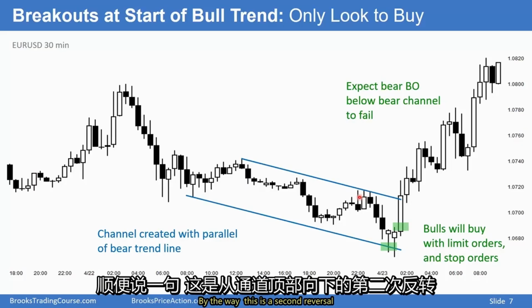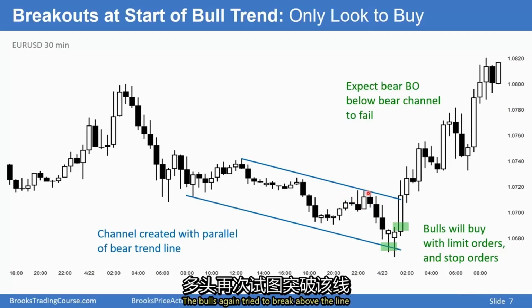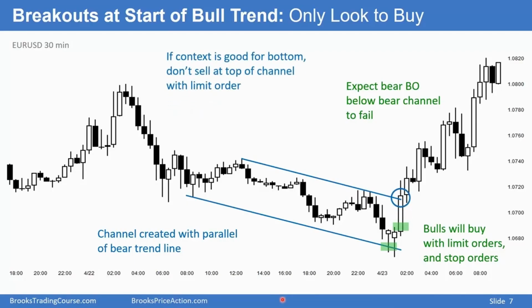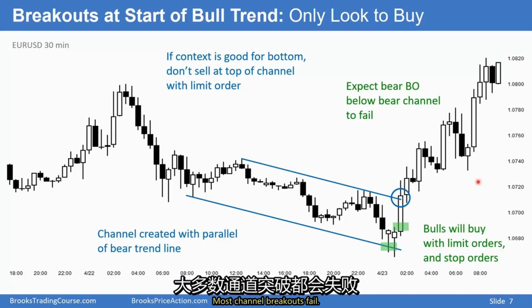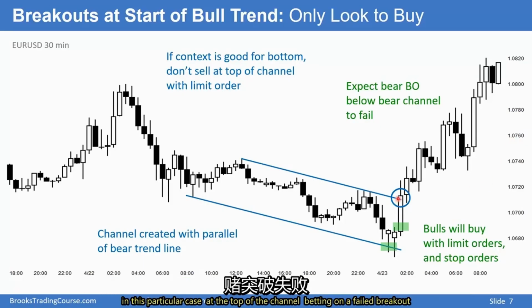By the way, this is a second reversal down from the top of the channel. If we draw a line from this high to that high, the market reversed down. The bulls again tried to break above the line and failed a second time, so that is a reasonable short. Most channel breakouts fail. Should you be selling with a limit order in this particular case, at the top of the channel, betting on a failed breakout?